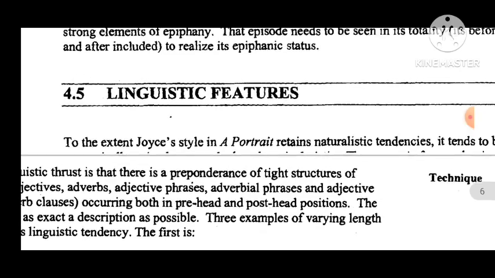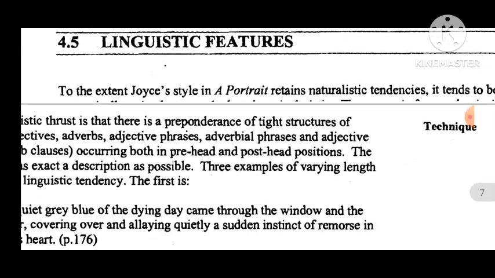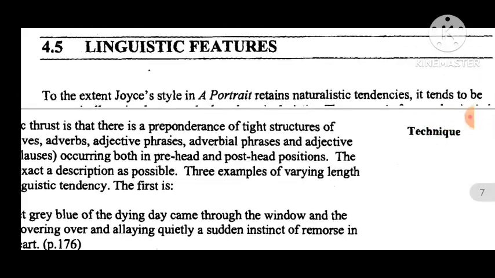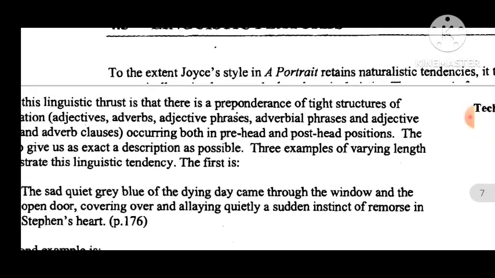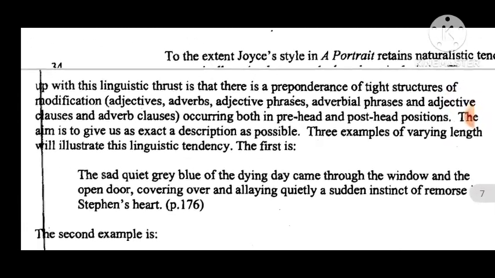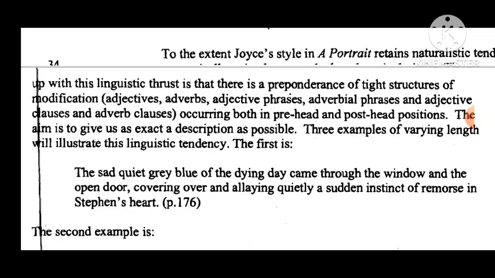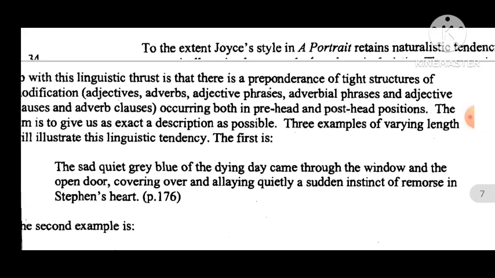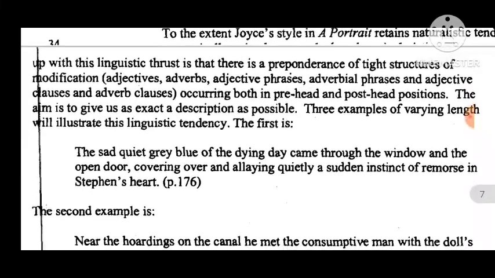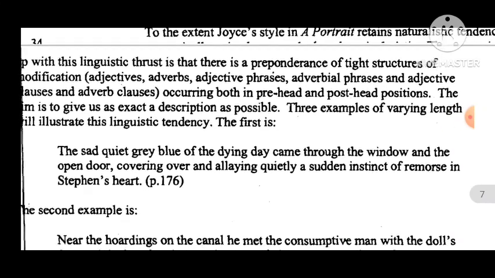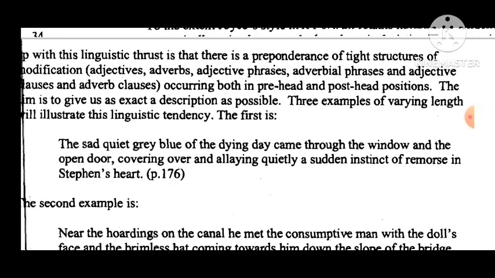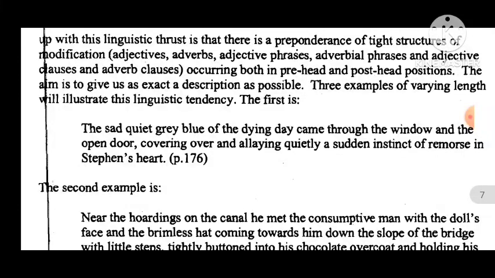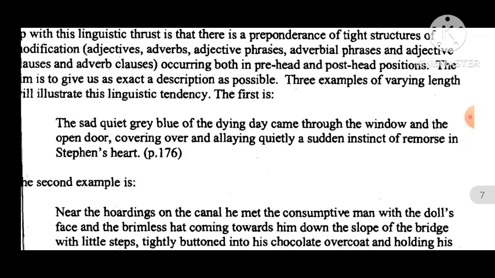Then we will go to linguistic features. To the extent that Joyce's style in A Portrait retains a naturalistic tendency, the linguistic thrust is that there is a preponderance of structures of modification: adjectives, adverbs, adjective phrases, adverbial phrases, adjective clauses, adverb clauses, occurring both in pre-head and post-head positions. The aim is to give us as exact a description as possible.